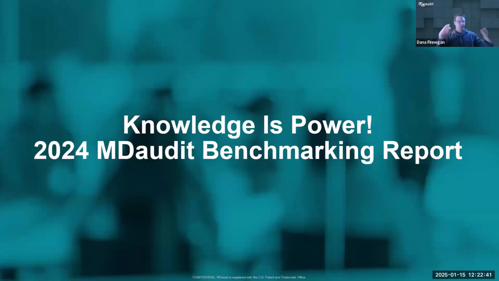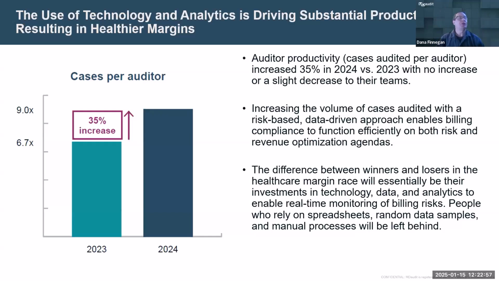So what I'm speaking to now is the 2024 MDaudit benchmarking report. This is a report where we amalgamated and aggregated all of the data from our 150 plus clients across the country and really said, in the revenue integrity function, what are people doing? And what's most relevant year over year.